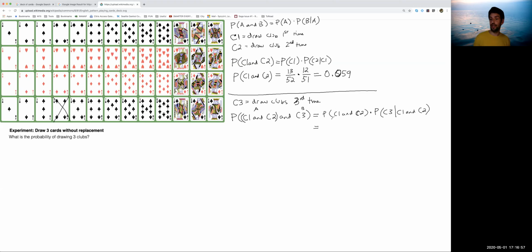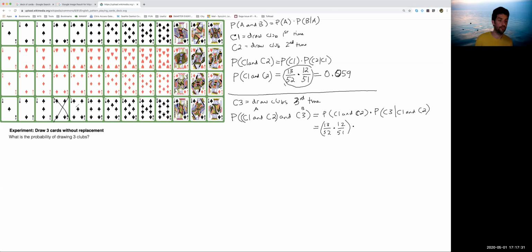So let's go ahead and solve this. We already figured out the probability of C1 and C2. That's what we worked out up here. I'm going to keep it as a fraction for now. This is 13 over 52 times 12 over 51. I'm just writing this number the way it's written up here, instead of my decimal. And we're going to multiply this times the probability of pulling clubs the third time, given that we already picked one the first and second time.